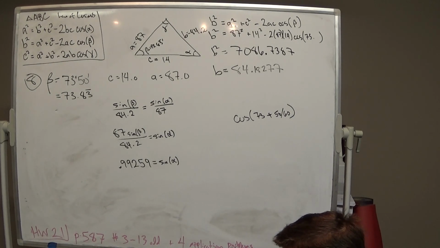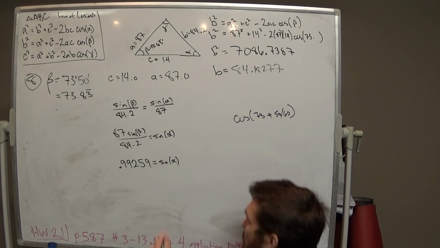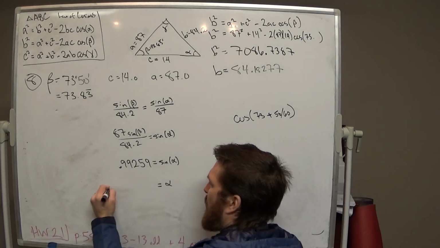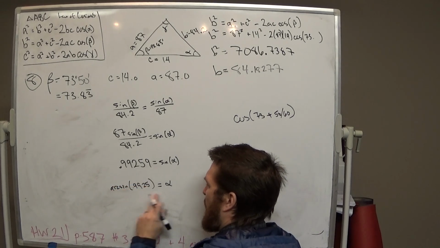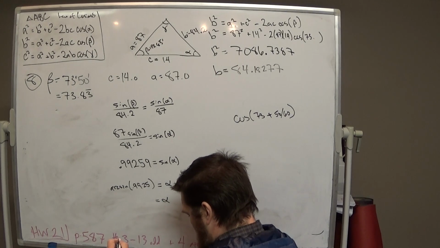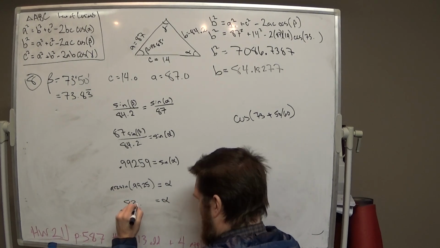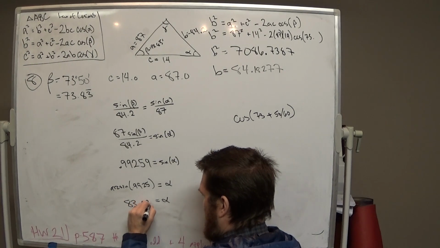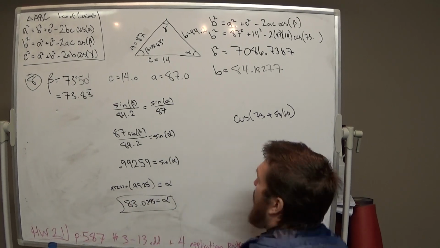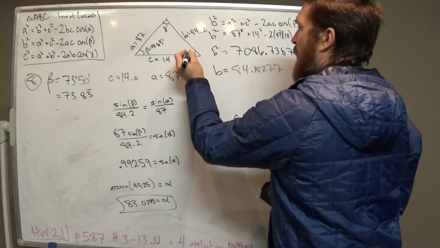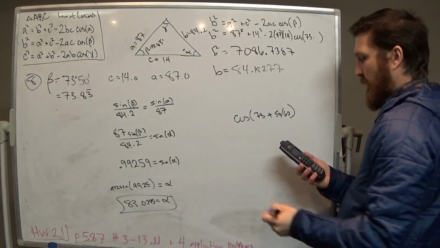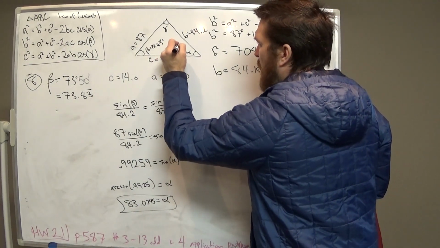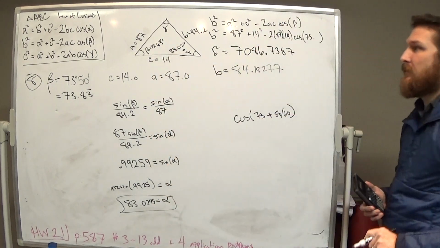So we're going to go arcsine of that number, so I do arcsine of both sides. Alpha is arcsine of 0.992 and so on. And I get alpha is equal to 83.0245. And so I'm going to report that with two decimal places. So 83.02 degrees. How do I get gamma?